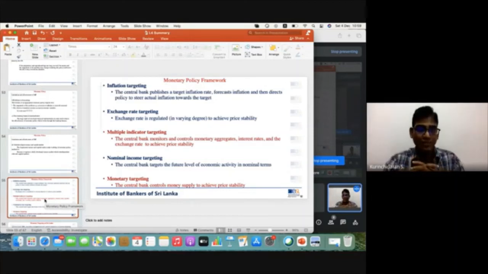So what you have to understand from here is the monetary policy framework can be inflation targeting, exchange rate targeting, multiple indicator targeting, or nominal income targeting, or monetary targeting. So these are different frameworks. Every country can adopt, based on their preferences, whatever they prefer. But Sri Lanka, we are adopting monetary targeting.